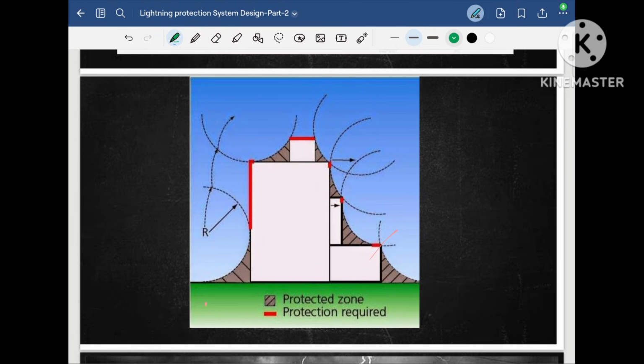As per this image, it is very clear that at the top, the whole portion is risky for lightning strike.